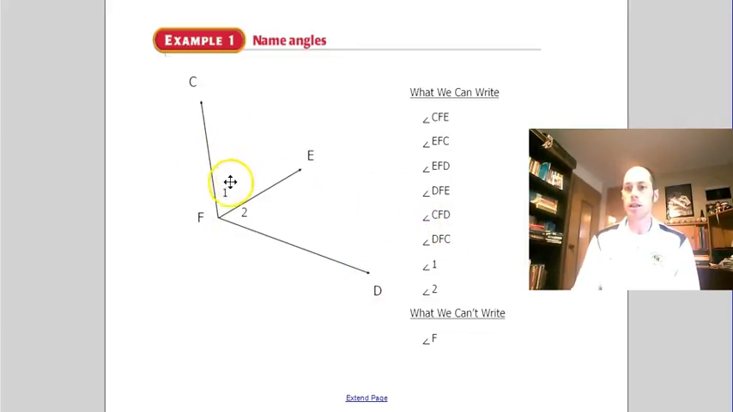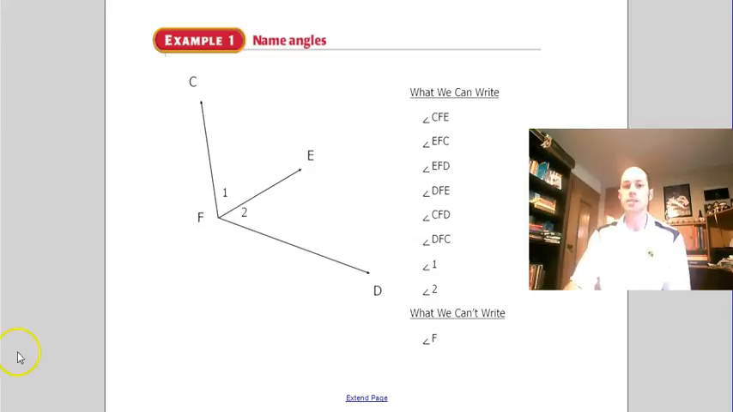If I wanted to name angle CFE, I could refer to it as angle 1. If I want to refer to angle EFD, I could say angle 2. But now I can't just write angle F, because that vertex works for all 3 of those angles. I wouldn't know which one we're referring to. So that's where you need to be a little more specific and choose one of these.